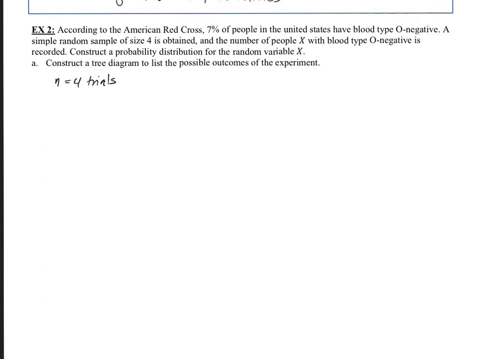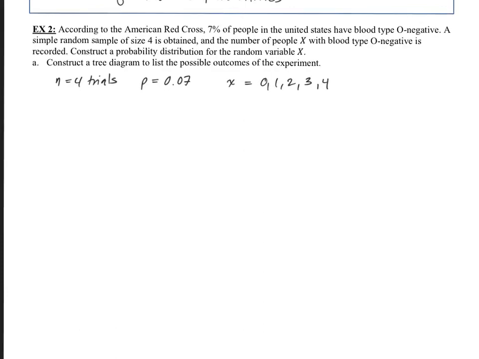So what is our probability of success? So p is going to equal 0.07, or 7%. And then what else do we need? We need our X values. So X is going to equal 0, 1, 2, 3, and 4. All right, so now we're going to go ahead and start to do our tree diagram.